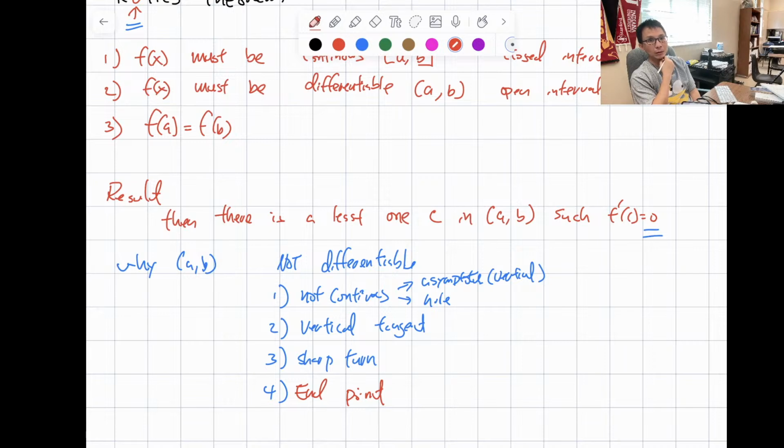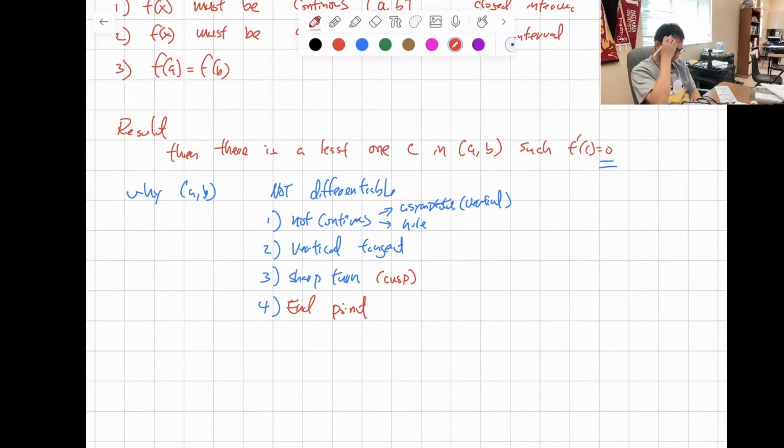Then there is at least one C in the open interval (a, b) such that f prime of C is equal to 0. So you have to understand when it's not differentiable and when it's not continuous. The things that cause it are a vertical asymptote or a hole. Vertical tangent is another one. Sharp turn, a cusp, right? A cusp is like a vertical tangent and a sharp turn at the same time. Endpoint. So an endpoint should never be included in terms of Rolle's theorem.